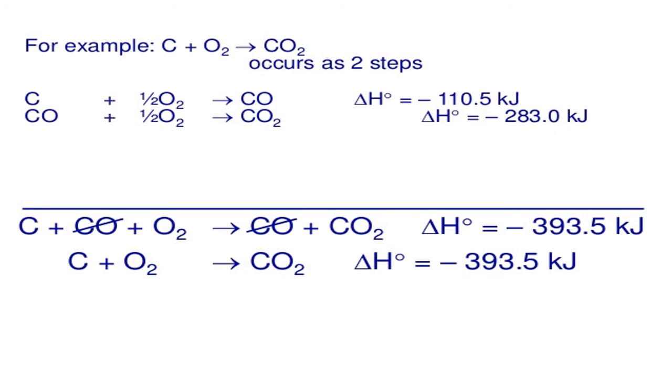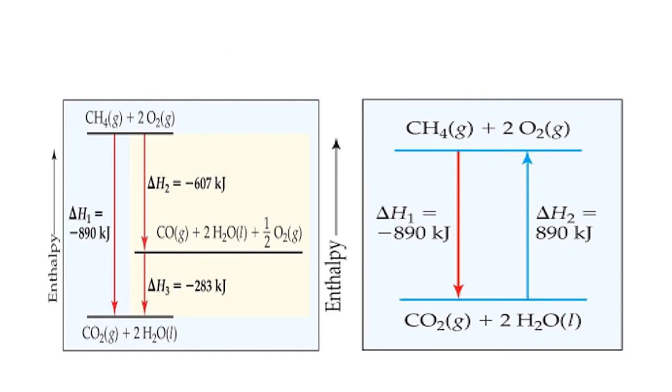Very important law given by Hess, diagrammatically represented in this way also. CH4 plus 2O2 by the direct route is minus 890 kilojoules. Otherwise, first converting this to this form, then this form to this form: for the first it is minus 607, and for the second step it is minus 283 kilojoules. The sum will give you the same answer, minus 890 kilojoules. So you can use either the diagrammatic or the normal chemical equation method.